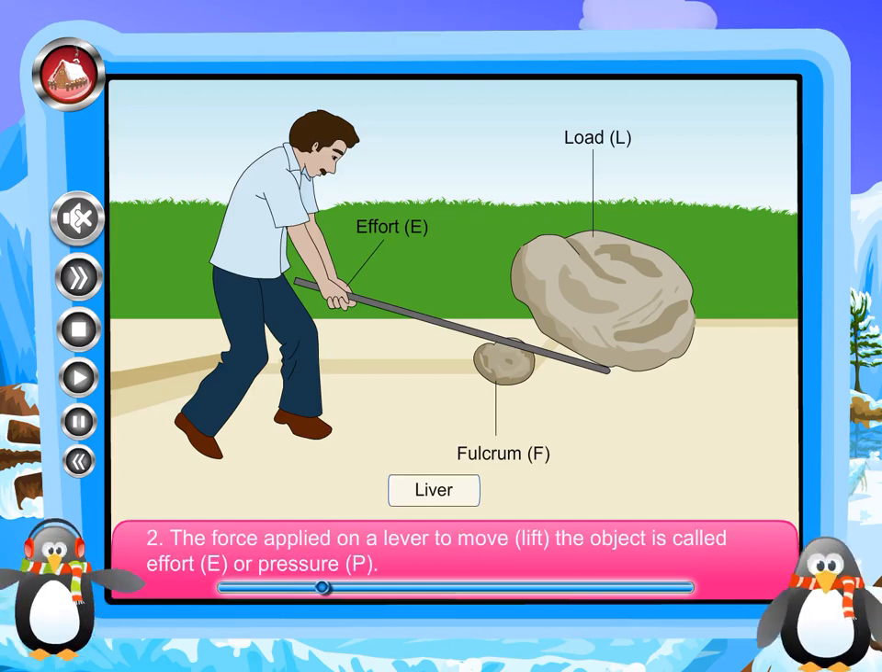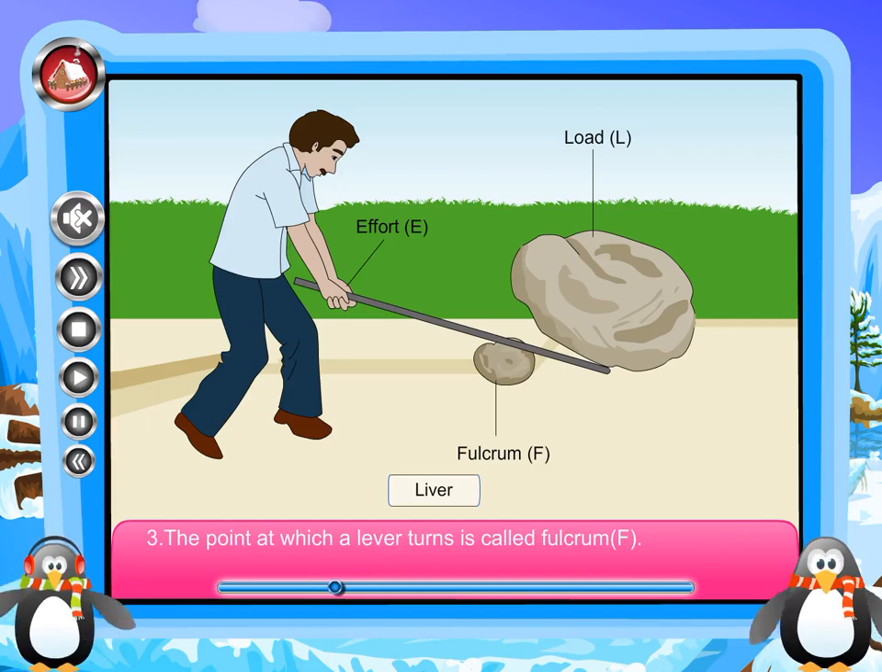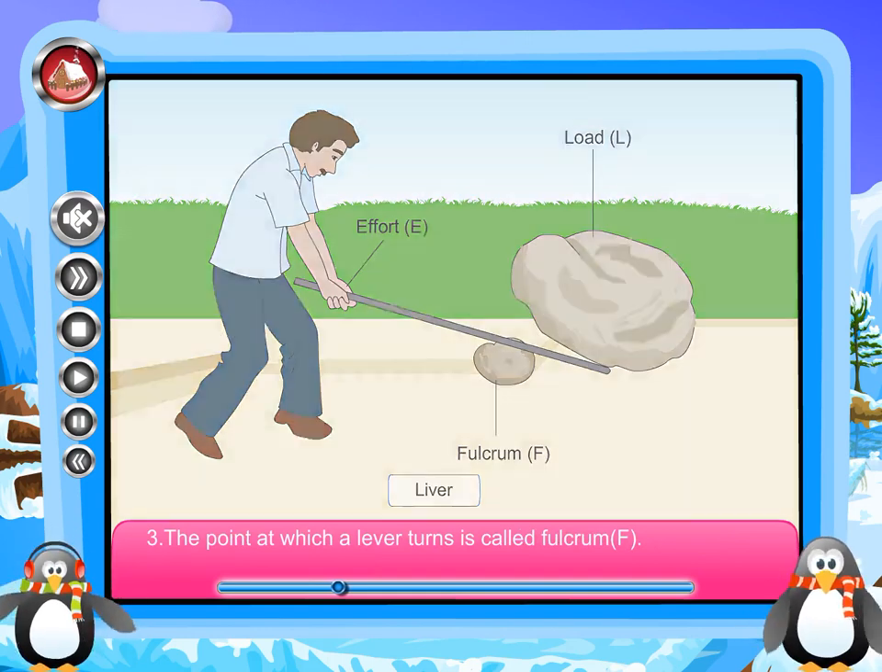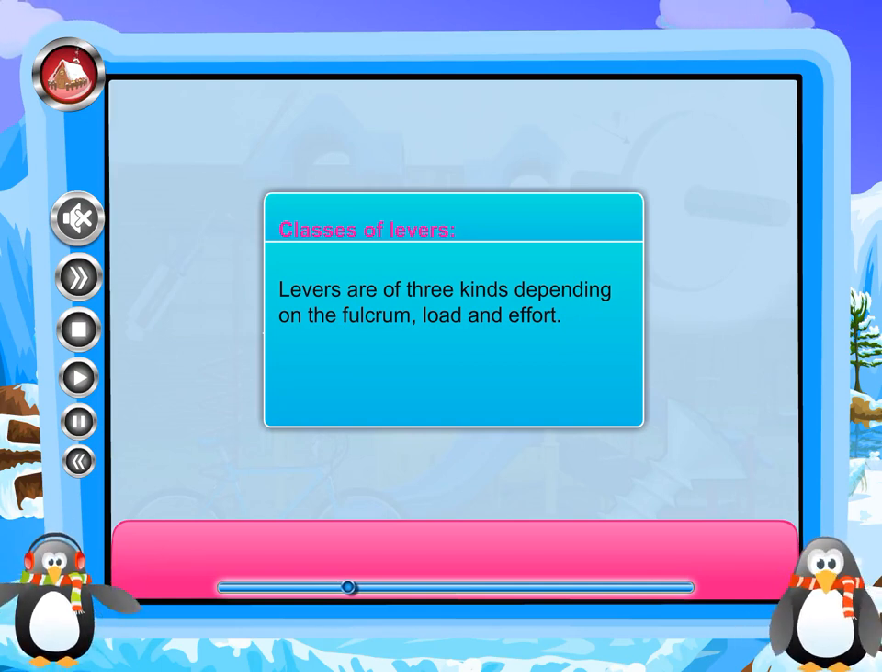The force applied on a lever to move or lift the object is called effort, E, or pressure, P. The point at which a lever turns is called fulcrum, F. Classes of levers. Levers are of 3 kinds, depending on the fulcrum, load, and effort.